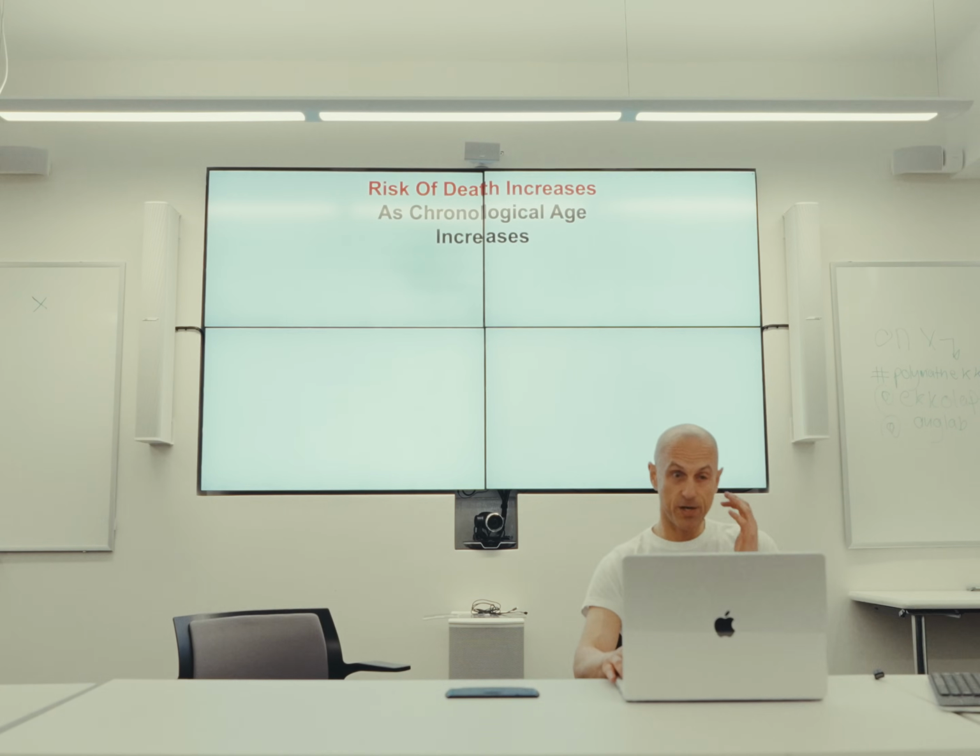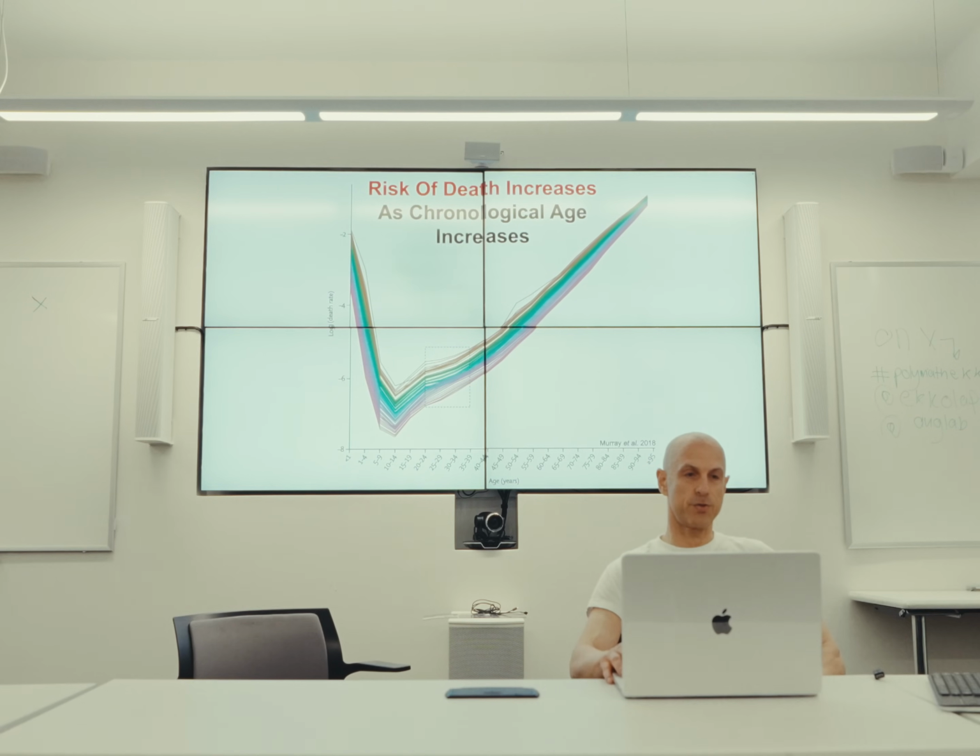So risk of death increases as chronological age increases, and that's what we'll see here. On the y-axis, we've got death rates plotted against age from birth until 95 years. You can see that death rates are very high for newborns, after which mortality rates decline rapidly until we're about 10 to 14 years old. And then you can see that mortality risk increases pretty close to linearly for every year that we're alive after that.